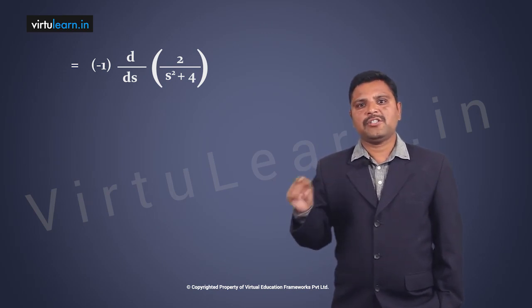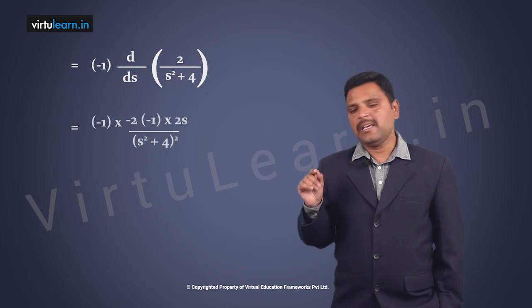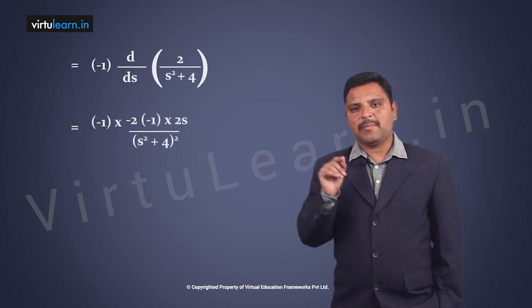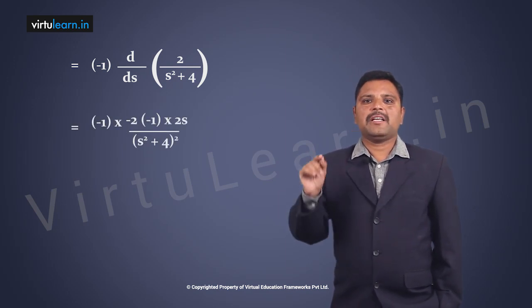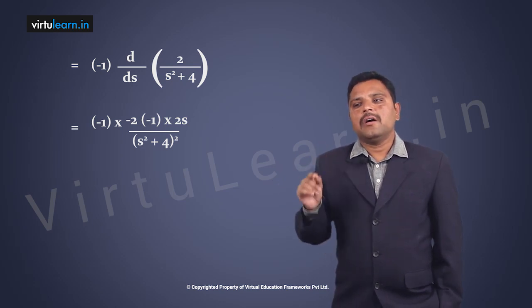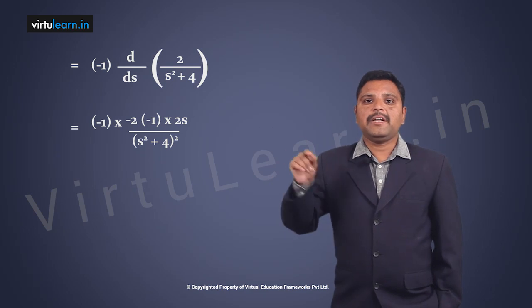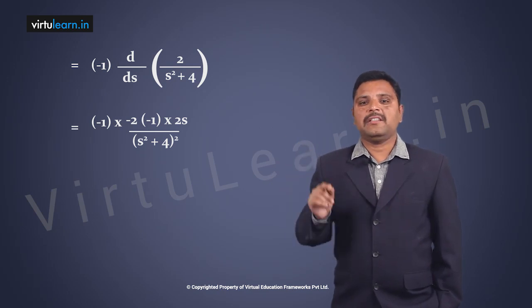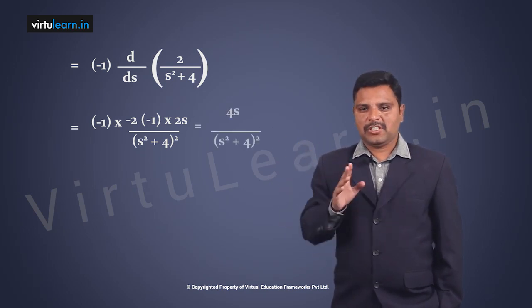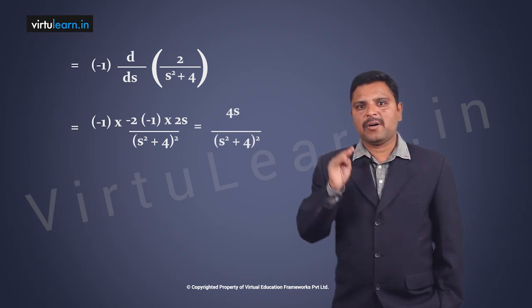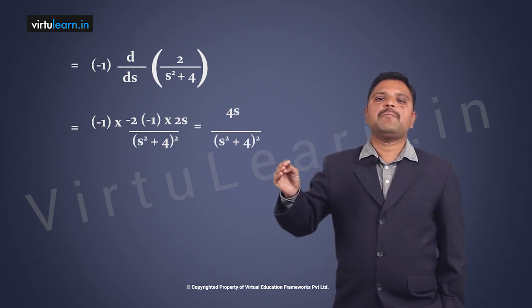Then you do the differentiation for this one. Minus 1 is outside, and the derivative of 1 by s square plus 4 is minus 1 by s square plus 4 whole square into 2s. Then the final answer is obtained. This is nothing but the Laplace transform of f of t which is multiplied by t power n.